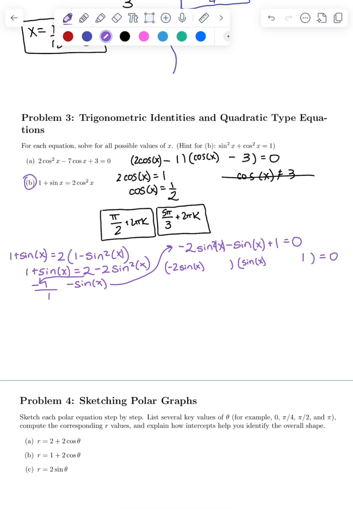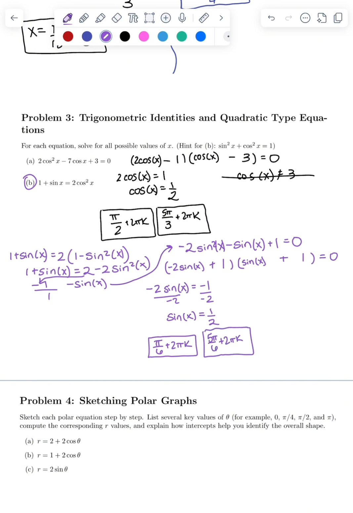So negative 2 sine, and then 1 times 1. We're trying to get negative sine, so make both those ones positive. Negative 2 sine of x equals negative 1. Sine of x equals positive 1/2 at pi over 6 plus 2 pi k, and 5 pi over 6 plus 2 pi k. And then sine of x equals negative 1 at 3 pi over 2 plus 2 pi k.